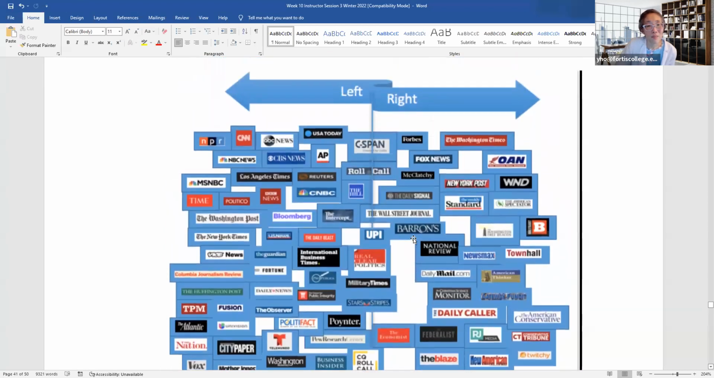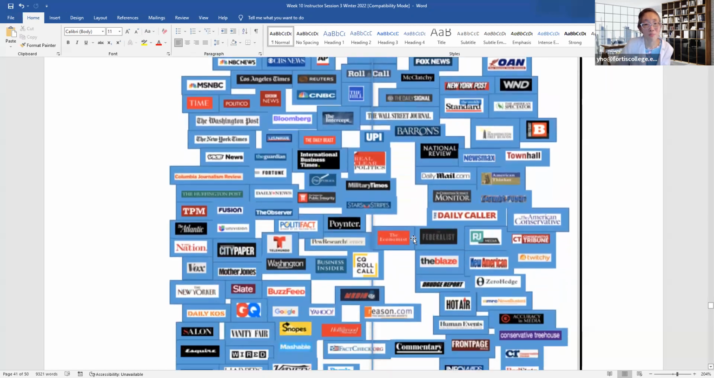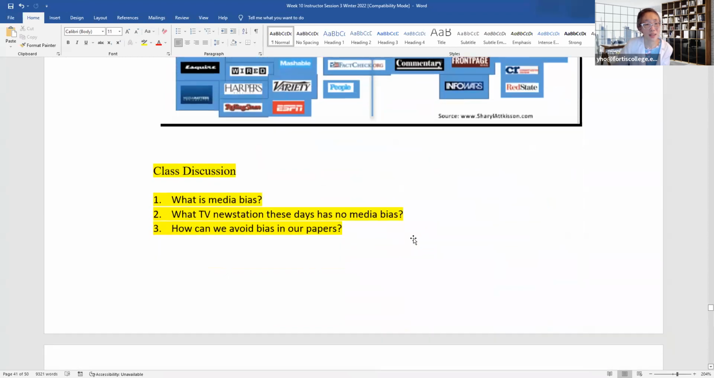So that means that most popular sources are biased, and you should be careful about using popular sources in your paper. Better to stick with peer-reviewed sources, sources from Google Scholar, and even though those are harder to read, at least those are neutral because they talk about both sides and they stick to the facts.